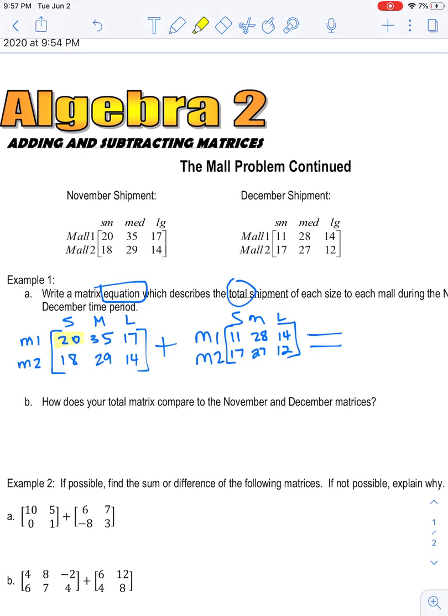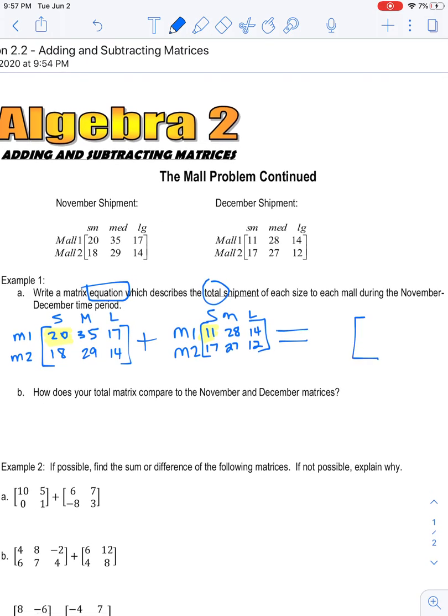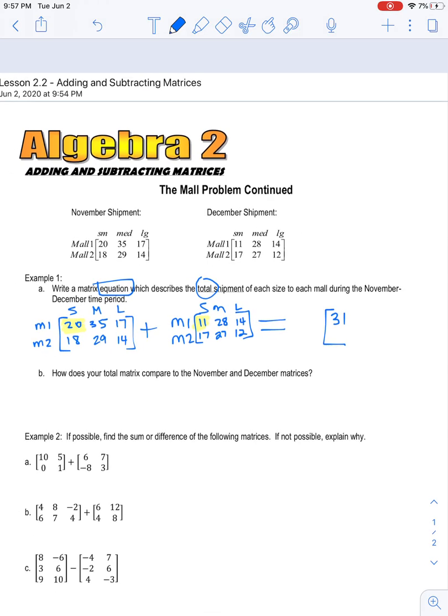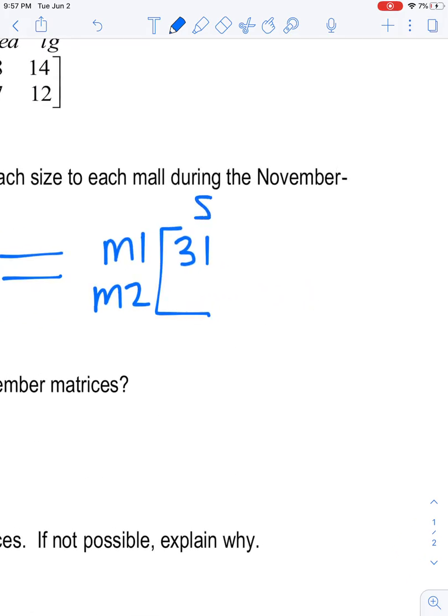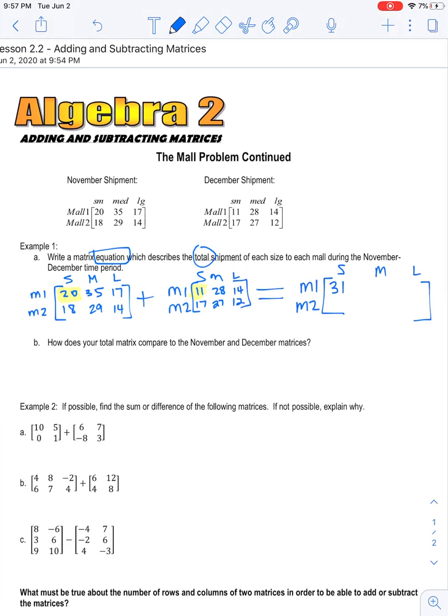So if you look at row 1, column 1 in the first matrix and row 1, column 1 in the second matrix, those two numbers are in corresponding spots because they're in the same row and same column. And since we're adding, we would add those two numbers together. So in my answer, 20 plus 11 is 31. And if I fill in the labels here, I'm talking about mall 1 in the first row, mall 2 in the second row, and in that first column we have small shirts and then medium and large in the second and third columns. So I still have to find the rest of row 1.